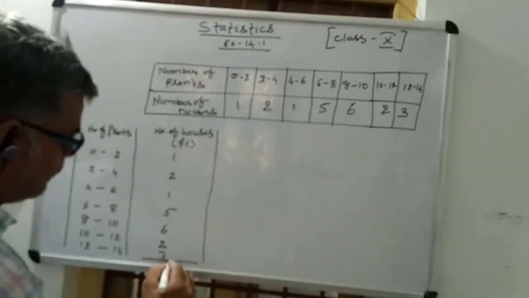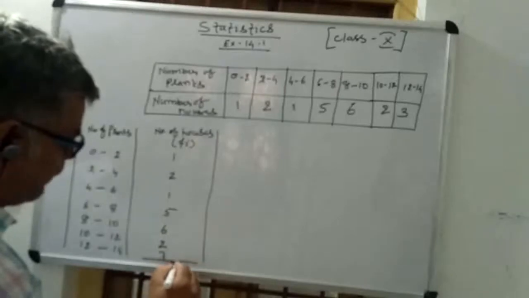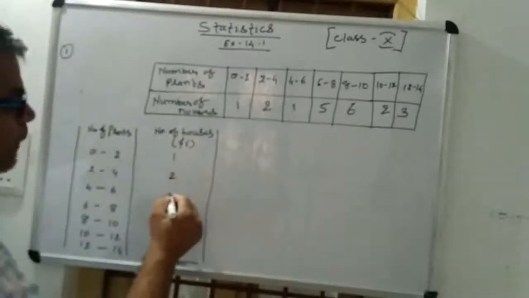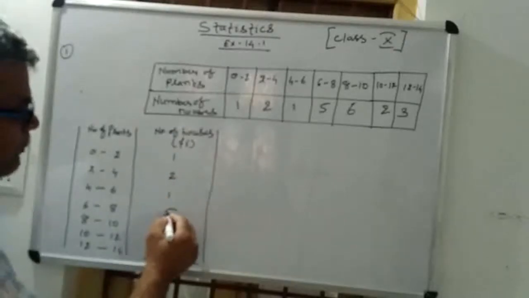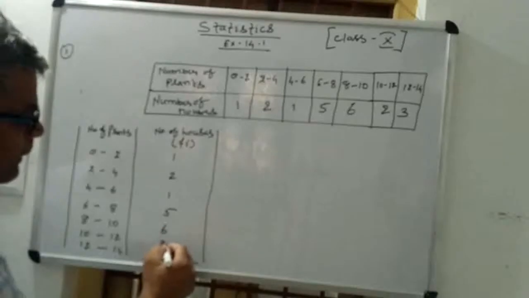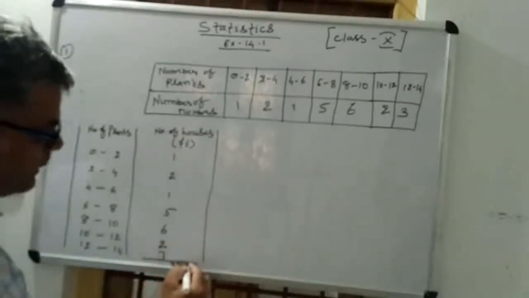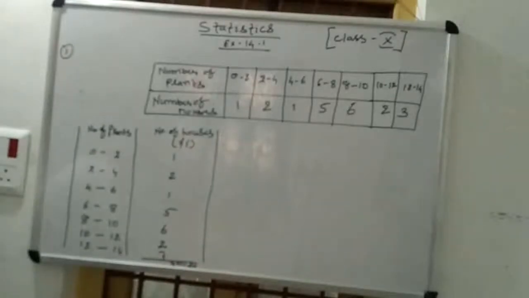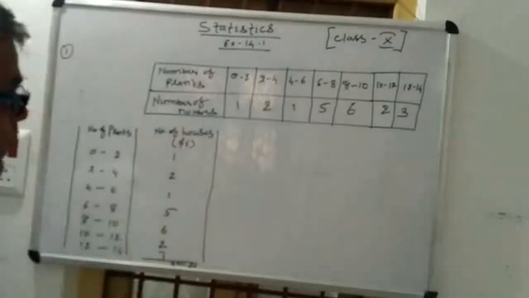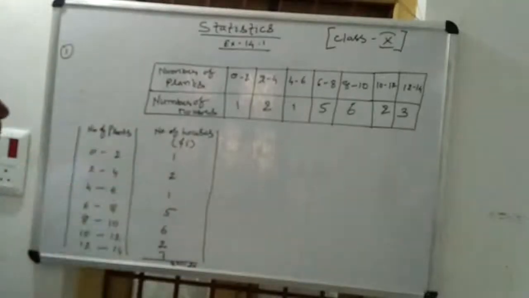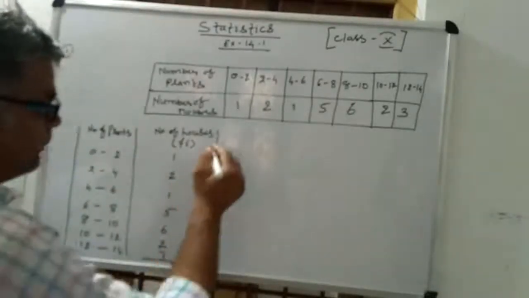Find their sum, sigma fi, equals 1 plus 2 is 3, plus 1 is 4, 4 plus 5 is 9, 9 plus 6 is 15, 15 plus 2 is 17, 17 plus 3 is 20 houses, which is given in the question also. A survey was conducted around the 20 houses. Thereafter you find the class marks, that is xi.